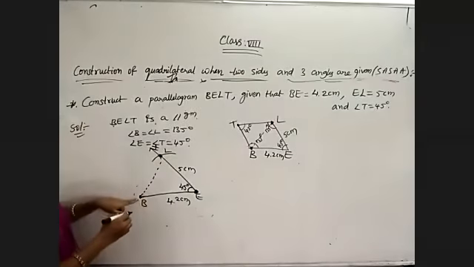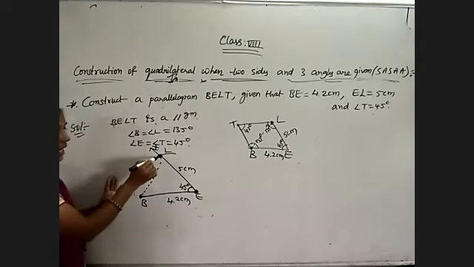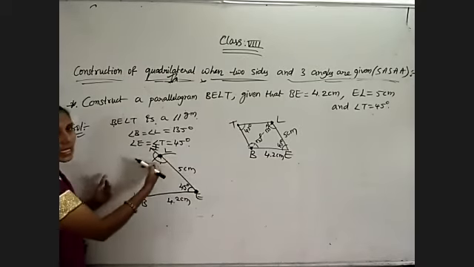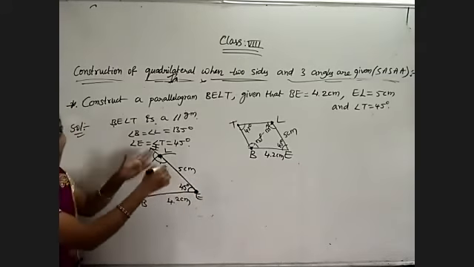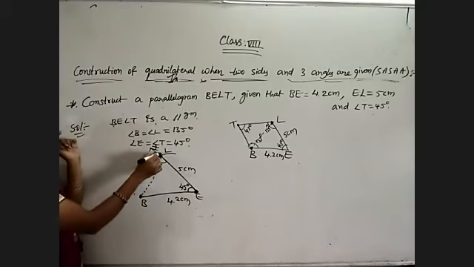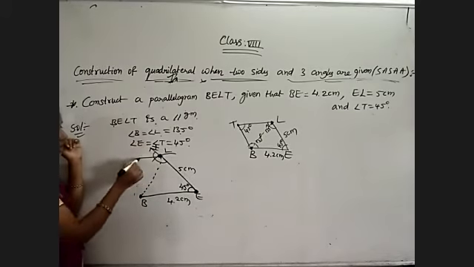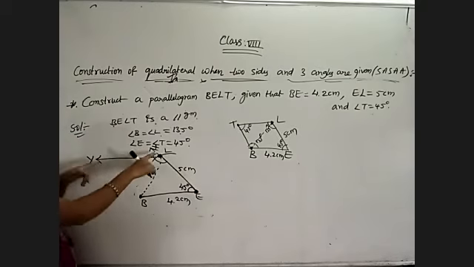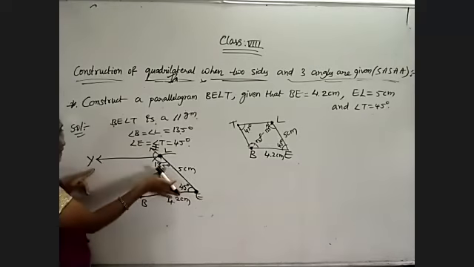Now place the protractor at L. When we are placing the protractor at L, we need to place it in this direction. So this line segment EL is spreading to the left side, so we have to count the upper values. Angle L is equal to 135 degrees. Like this we will get more than 135. Name it Y. LY is making the angle 135 degrees with EL.